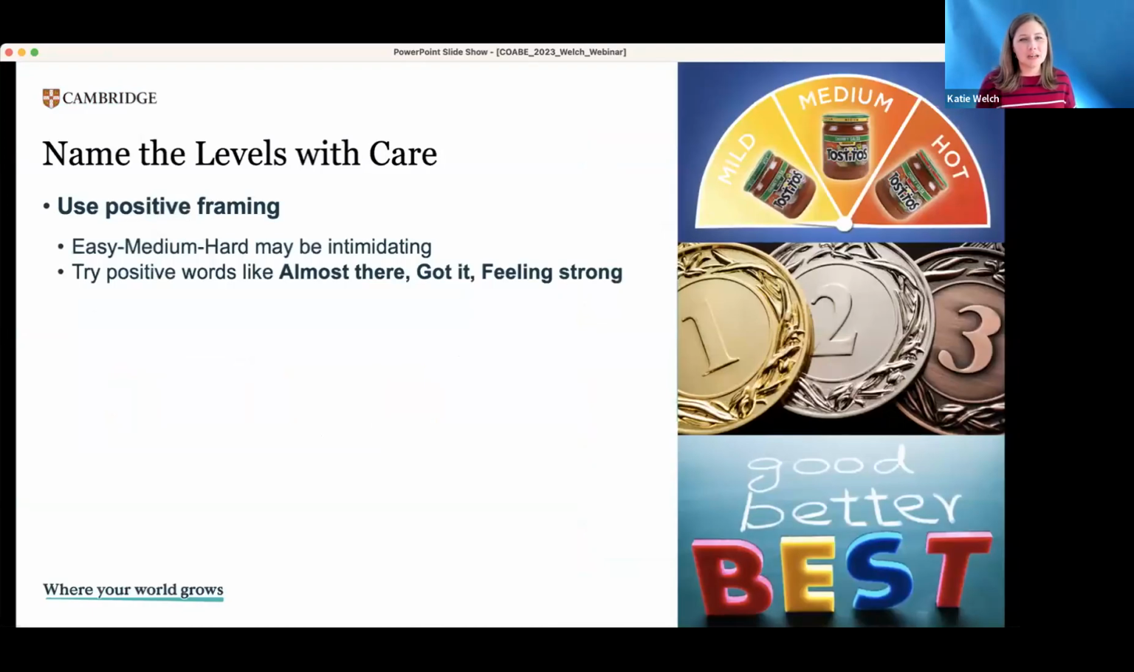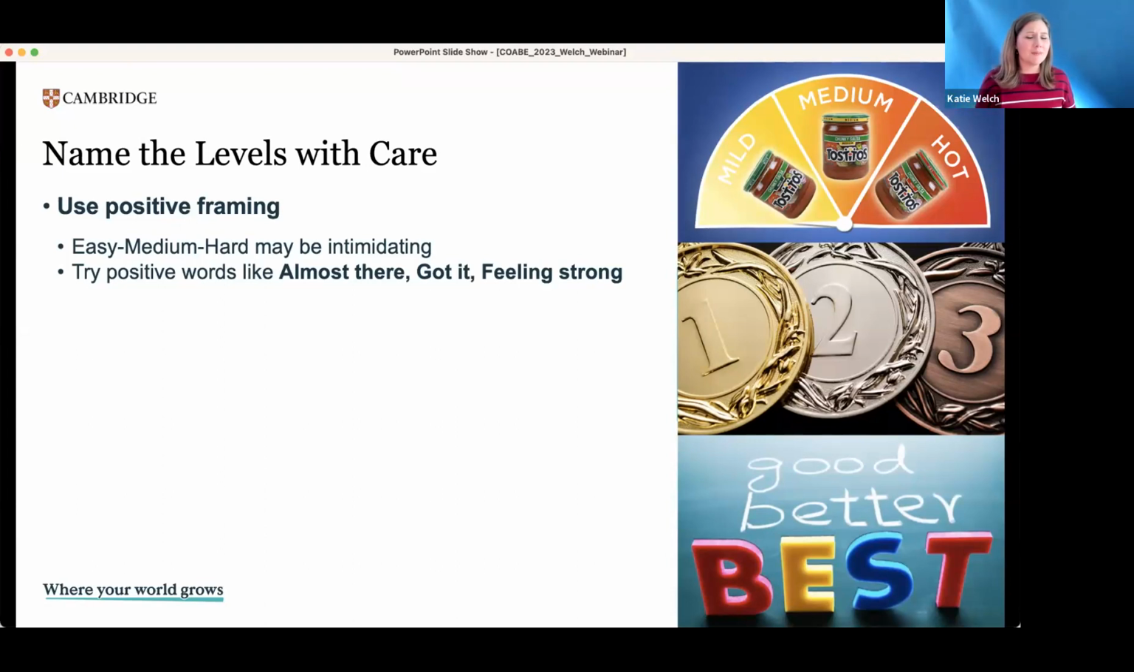I'm also really careful about how I name the levels. In some curriculum, you will see this discussed as on level, above level, and below level. And that can be a really discouraging way to frame it. I have tried a lot of different words over the years when I've used these different types of materials. I've tried easy, medium, and hard, and that works. But unfortunately, when you say something's hard, it sounds hard. And so not everyone's going to pick the hard one.